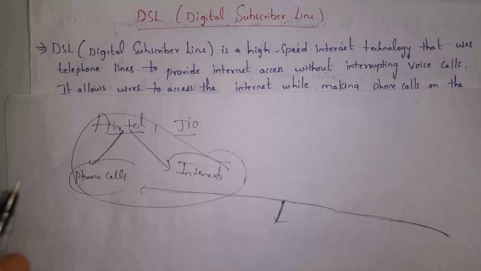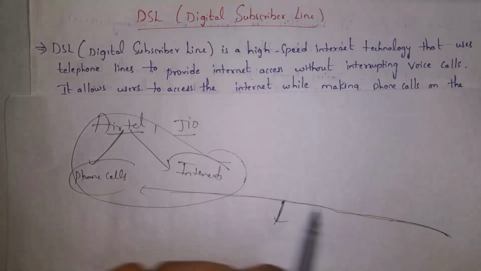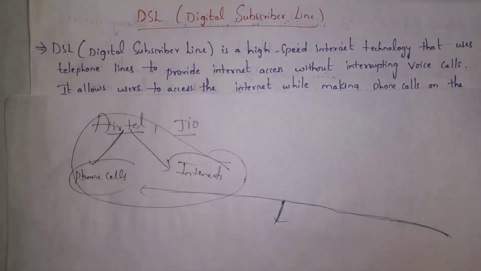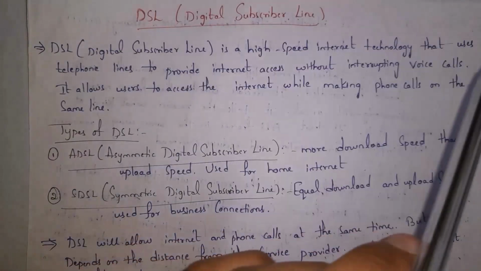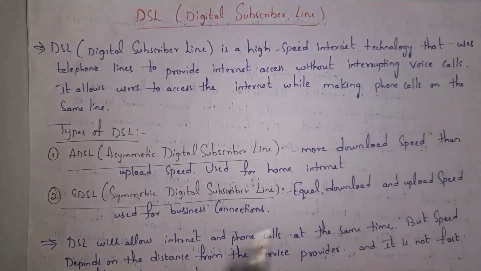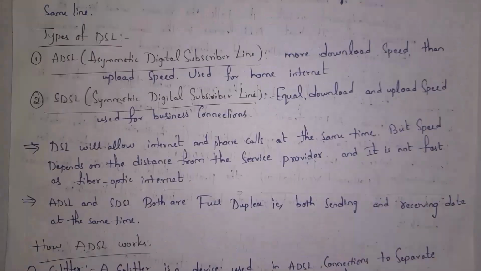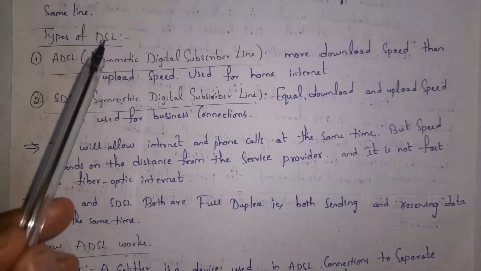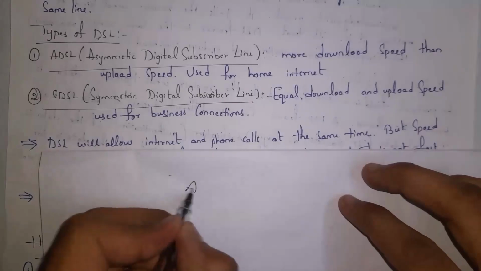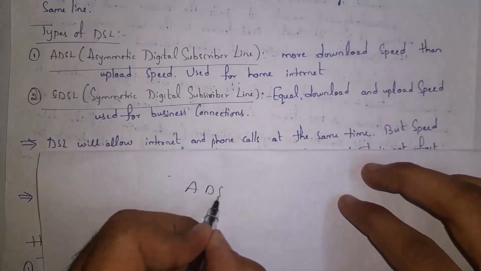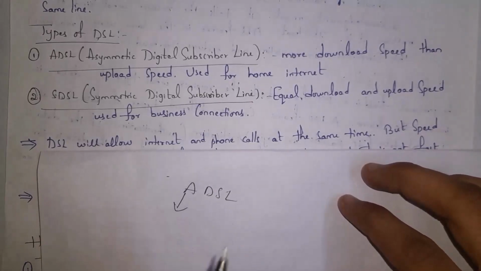As we are accessing voice calls and internet in only one single line, there will not be any interruption. So DSL will allow users to access internet as well as phone calls on the same line, that is by using a single cable. Digital subscriber lines are classified into two types. They are asymmetric DSL and symmetric DSL.